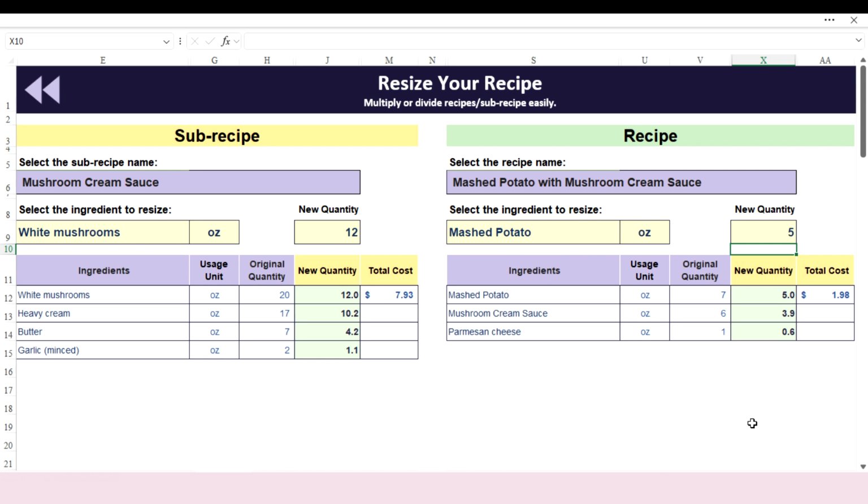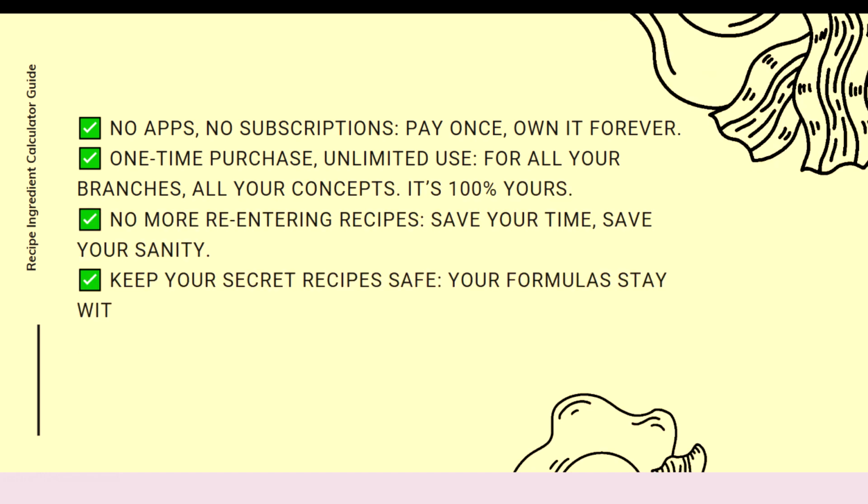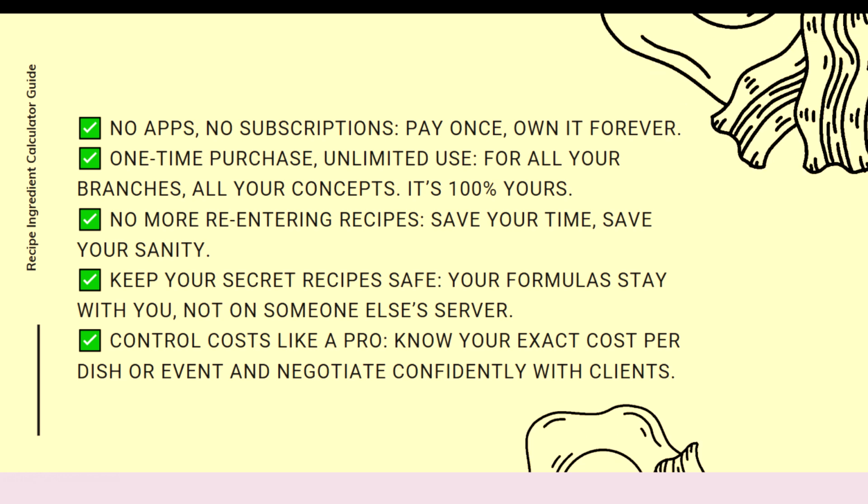Just like that. No apps, no subscriptions. Pay once, own it forever. One-time purchase, unlimited use. For all your branches, all your concepts. It's 100% yours. No more re-entering recipes. Save your time, save your sanity. Keep your secret recipes safe. Your formulas stay with you, not on someone else's server. Control costs like a pro. Know your exact cost per dish or event and negotiate confidently with clients.